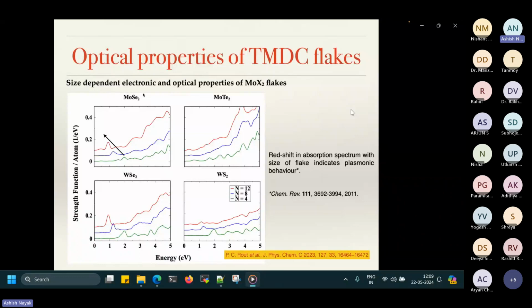We've looked at size-dependent electronic and optical properties of transition metal dichalcogenide flakes. These are triangular flakes of various sizes: MoSe2, MoS2, WSe2, and WS2. If you increase the size, there is a peak around 2 eV for small flakes that red shifts as you increase the size. The red shift behavior has been associated with plasmonic behavior in the past, and a few slides down, I'll show you that the system does have plasmons.